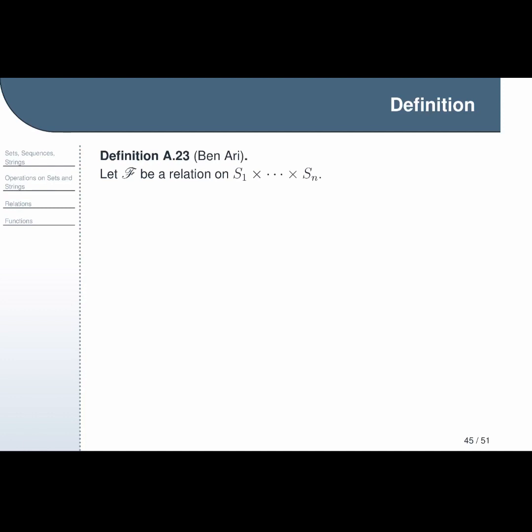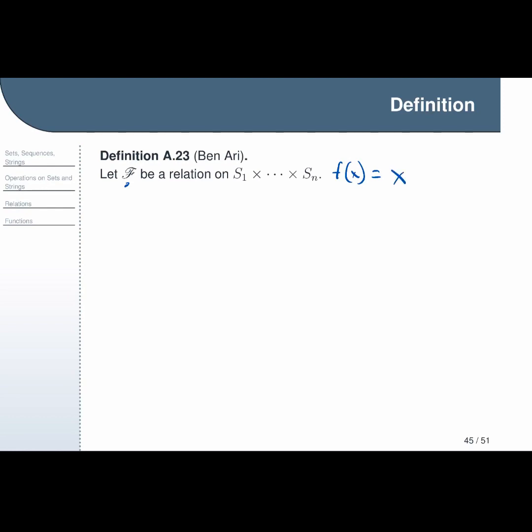So we start by saying let f be a relation on this Cartesian product S1 through Sn of arbitrary length, where the number of sets is n. And remember, if you've seen functions previously, you probably are familiar with a rule that they have to follow, which is that every input gets mapped to exactly one output. So this is the identity function here.